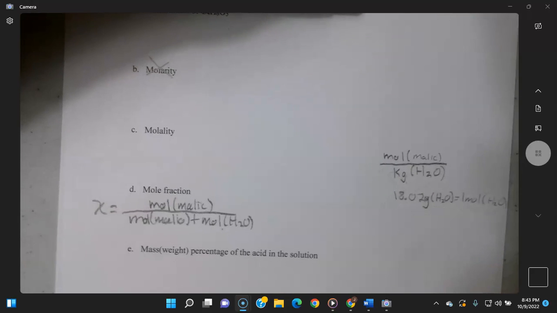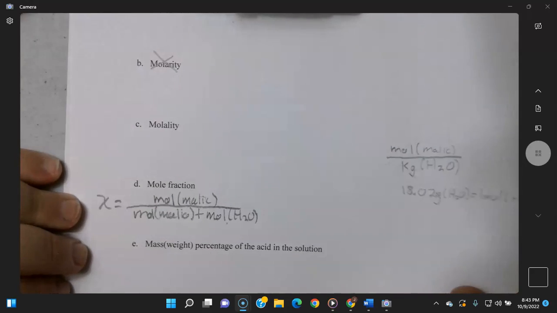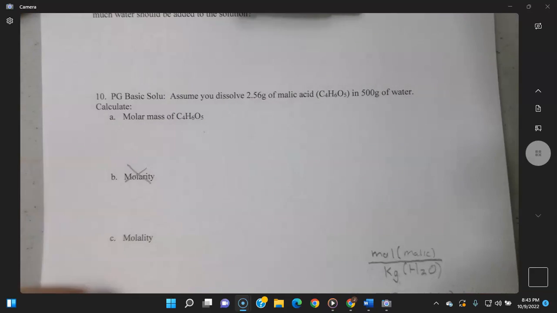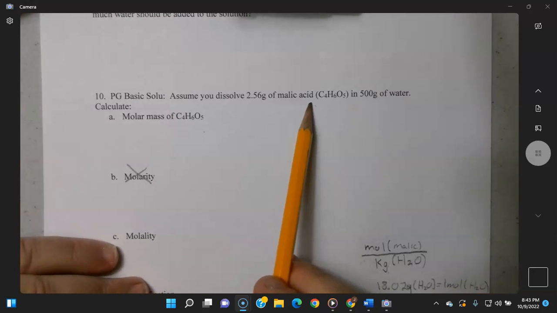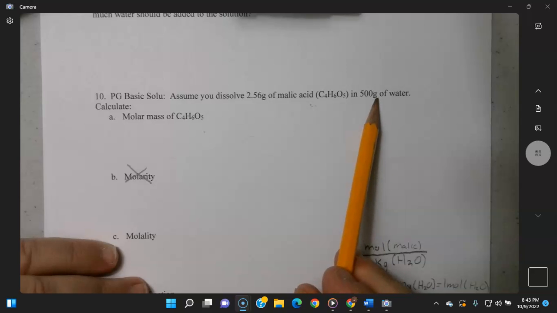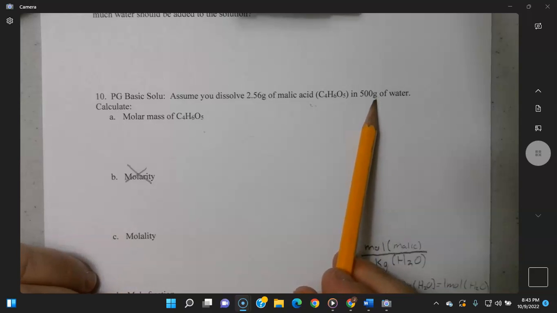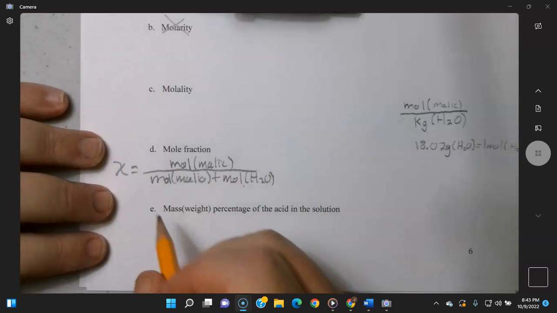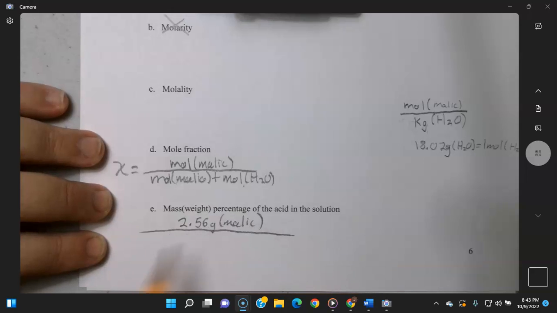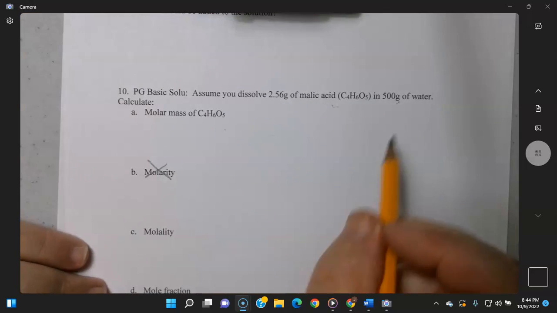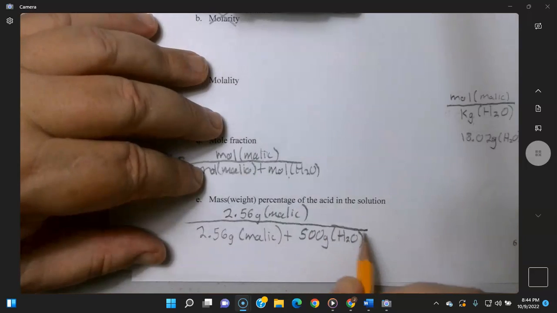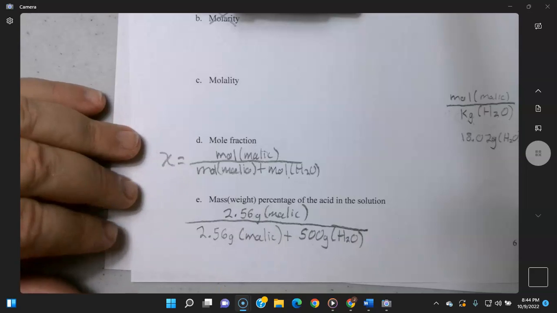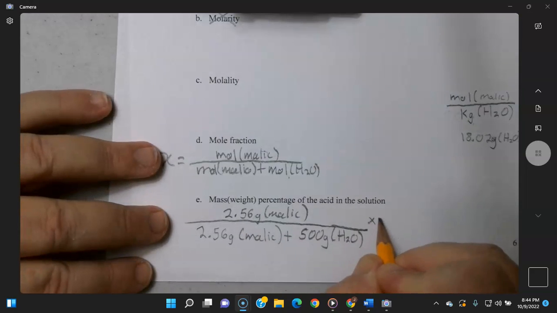Okay, mass percent. We have the grams of malic acid, we have the grams of water. This is the easiest problem, and it comes last. Let's do it together and finish this. Mass percent is going to be over the mass of the solution, which is this plus the water, and we have 500 grams of water. Just do the math on that: this divided by these two things added together, times 100. Forgot to do that earlier. Times 100%.